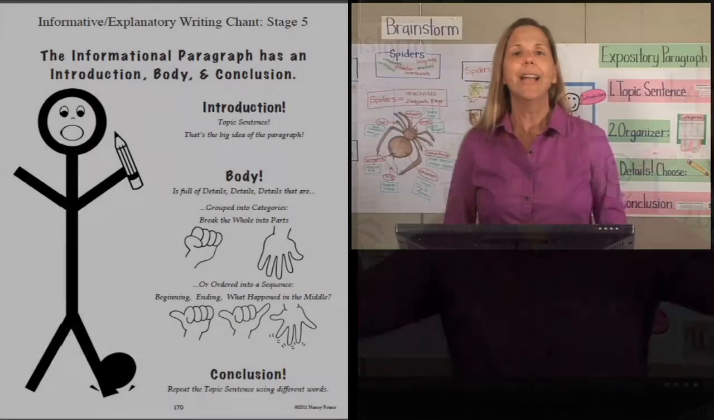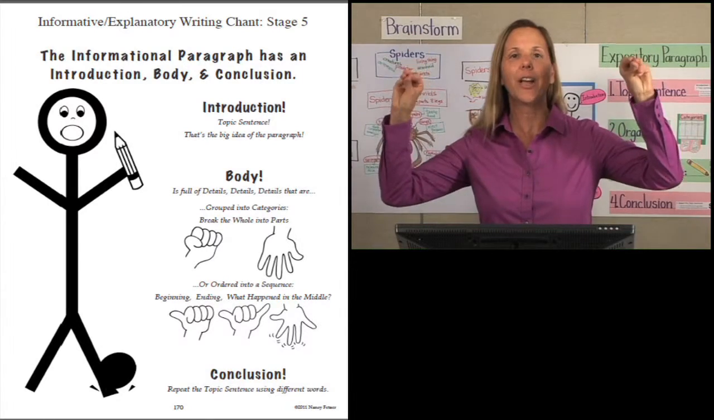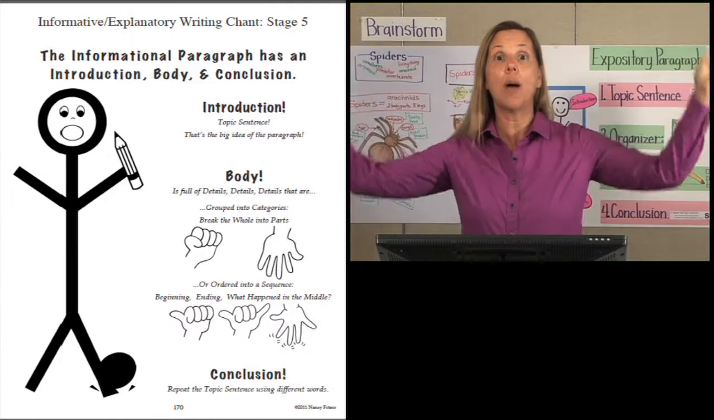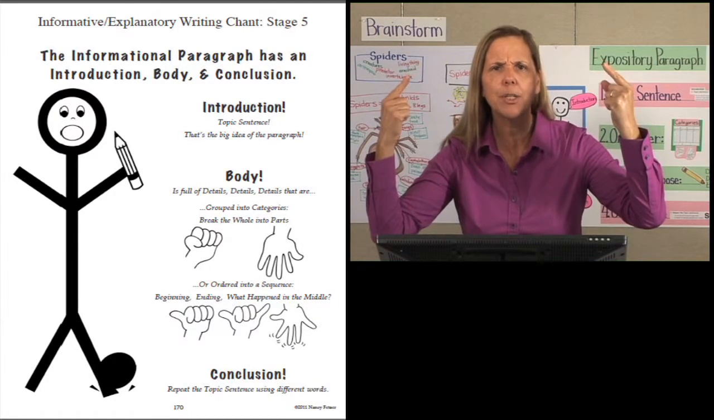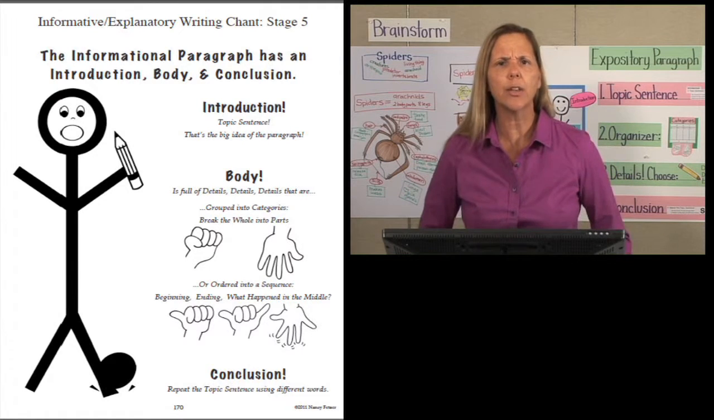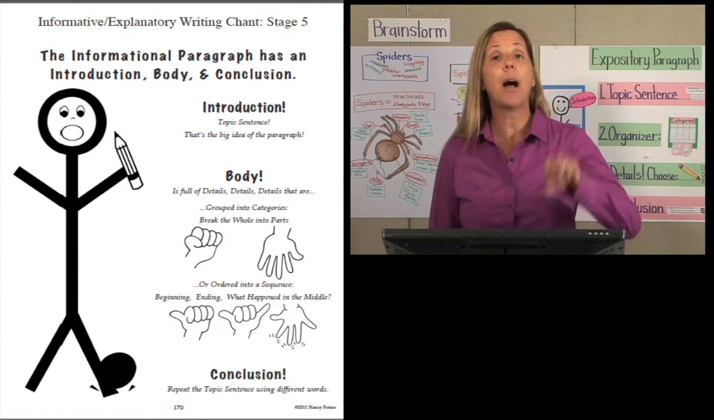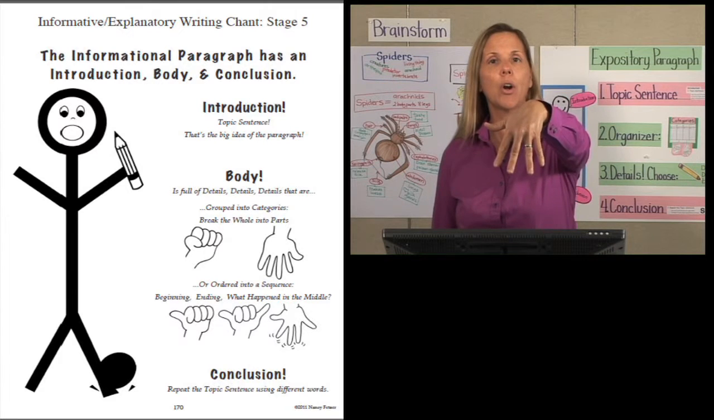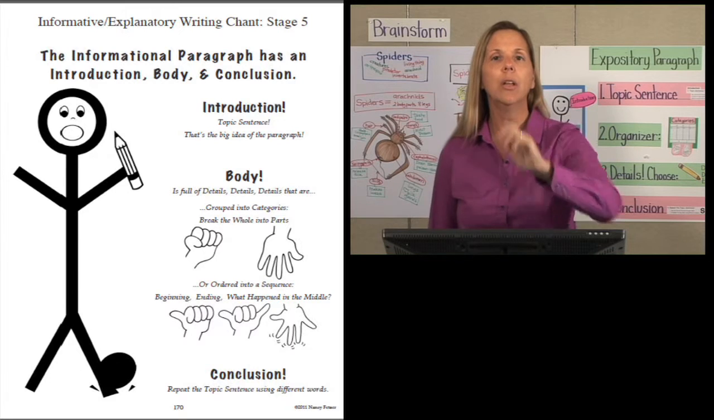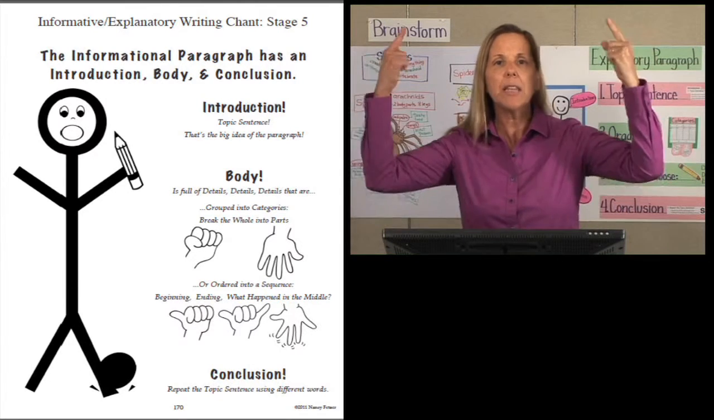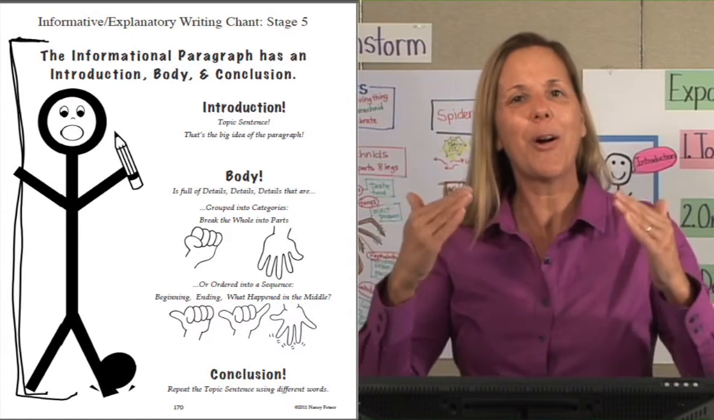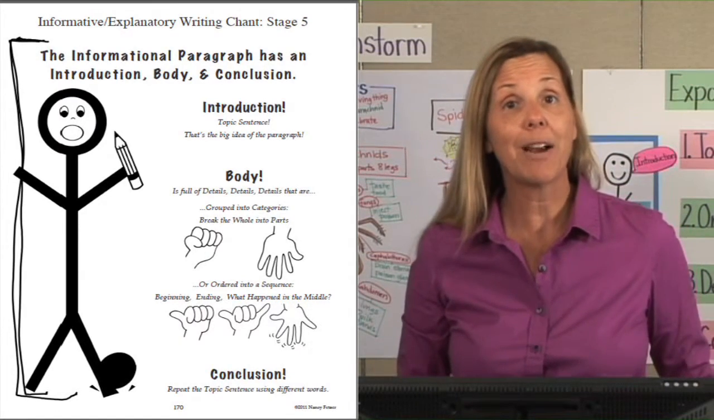Let's say our chant. An information paragraph has an introduction, a body, and a conclusion. The introduction has a topic sentence. That's what all the information is about. Body is full of details, details, details that can be organized by categories, whole to part, or in a sequence: beginning, end, what happened in the middle. Conclusion: repeat the big idea, but use different words. We know all the parts of our information paragraph from our chant.